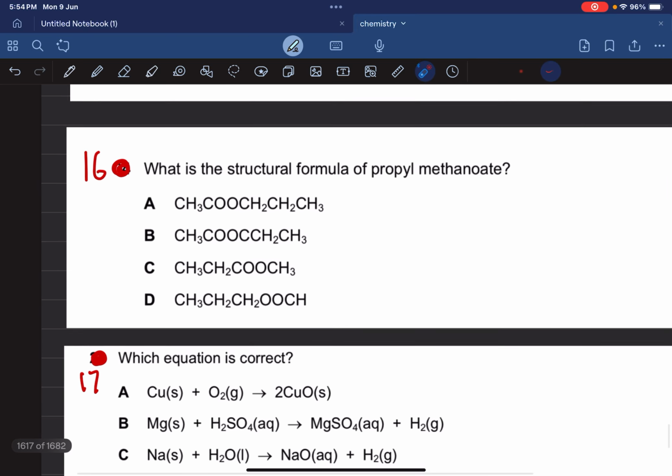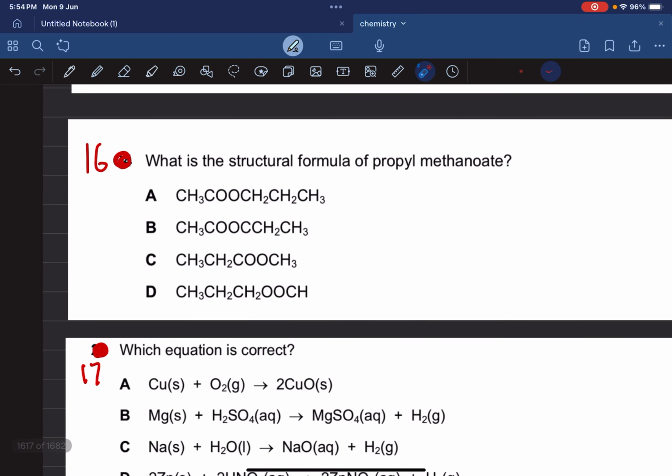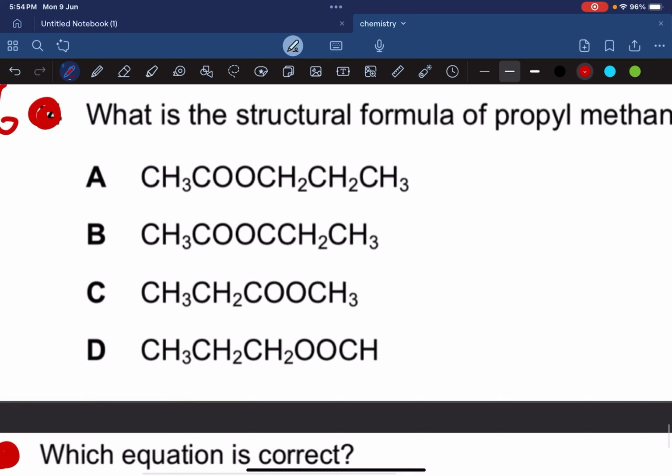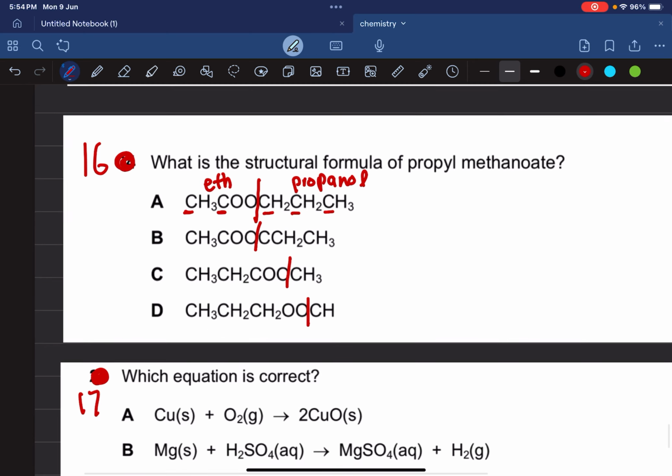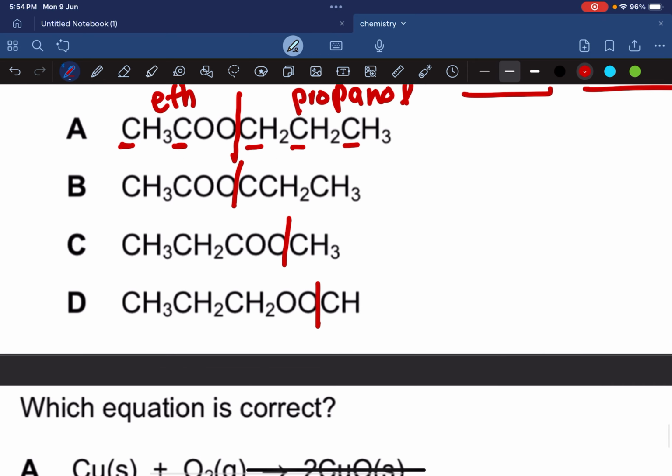Okay, what is the structural formula of propyl methanoate? Simple. You just need propyl on one side, methanoate on the other side. Where to break the ester? Break it after the double O. This part that has the double O is going to be your acid part, because the acid part has 2 carbons, so it is going to be ethanoic acid, and this has 1, 2, 3, so it is going to be propanol. And I know I need propyl methanoate, so this is incorrectly written.